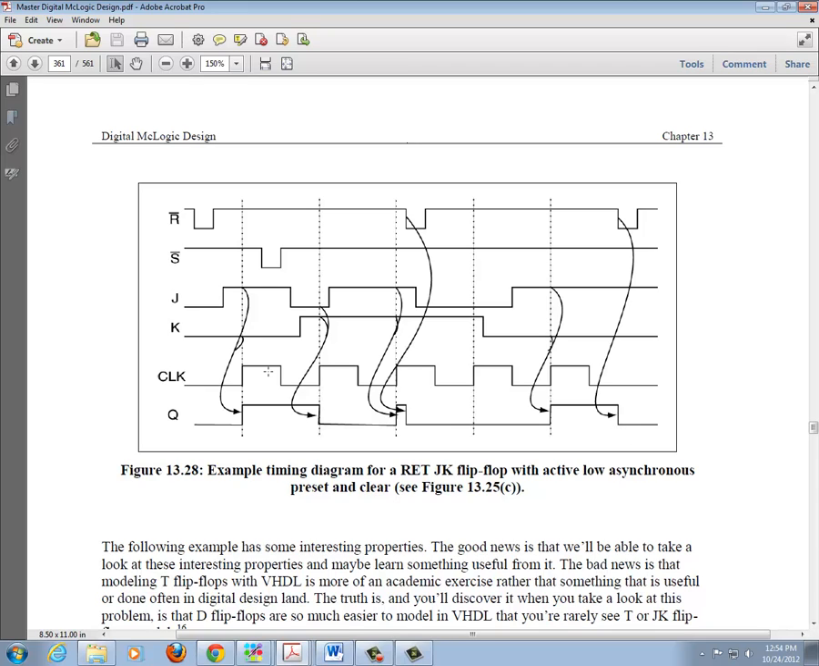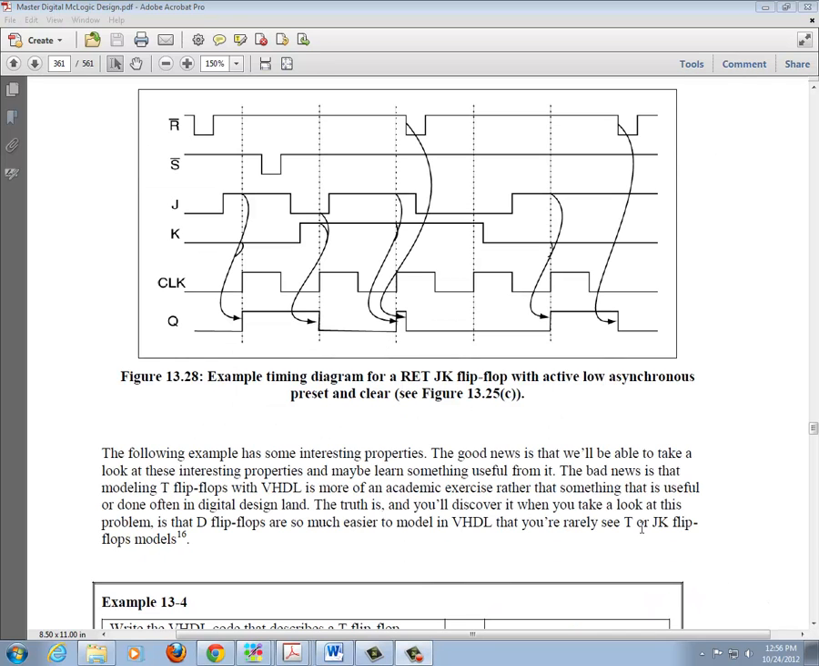So it's important as you're going through these timing diagrams to always evaluate what's going on with the asynchronous signals. As you're moving along, be sure you're keeping track of what's happening to these because they take precedence over the clock edge. And then always evaluate J and K at the clock edge to see what Q does.